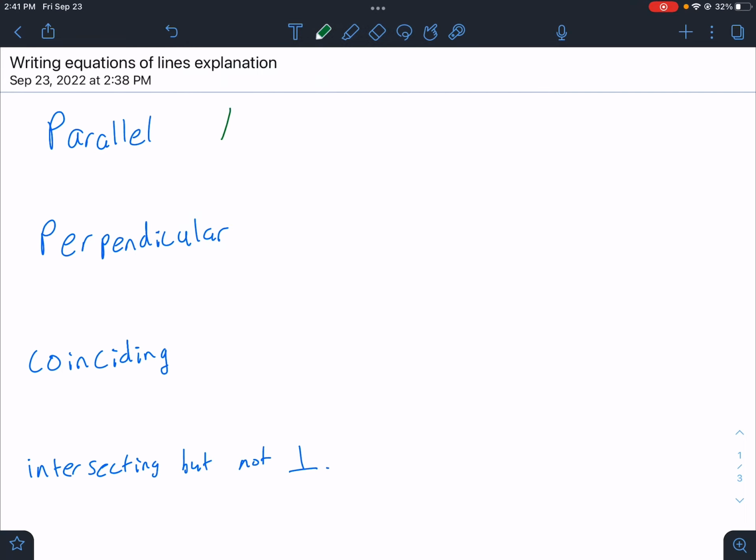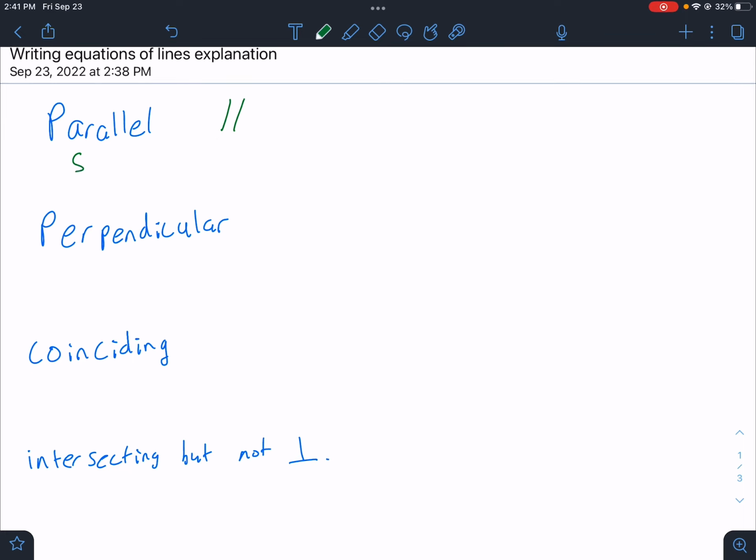The symbol for parallel is like the double bars. Parallel lines, we know, are going to have the same slope. Remember, slope determines what direction you're going. So if you have the same slope, you're going the same direction. And they have to have a different y-intercept. Same slope, different y-intercept.